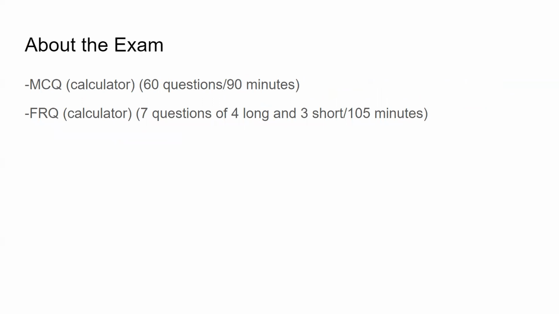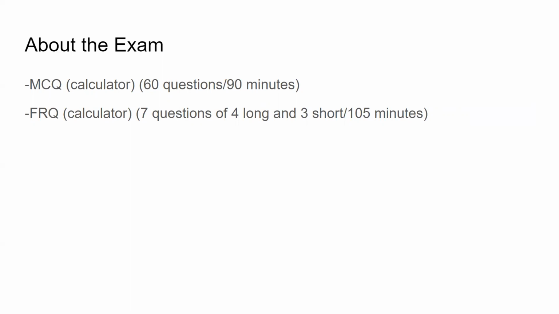So AP Chem, obviously, you will take in May, and I'll explain the general exam. The exam is divided into two parts, one being MCQ and the other FRQ. These are the two main sections, and each of them will take 50% of your score. So your MCQ score will be 50% of your total score, and the FRQ is going to be the other 50%.